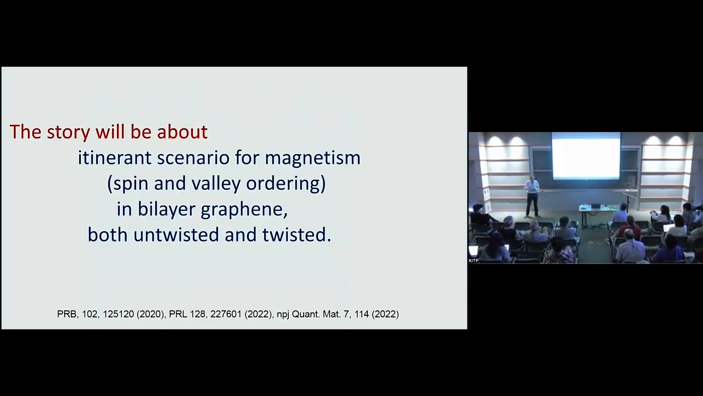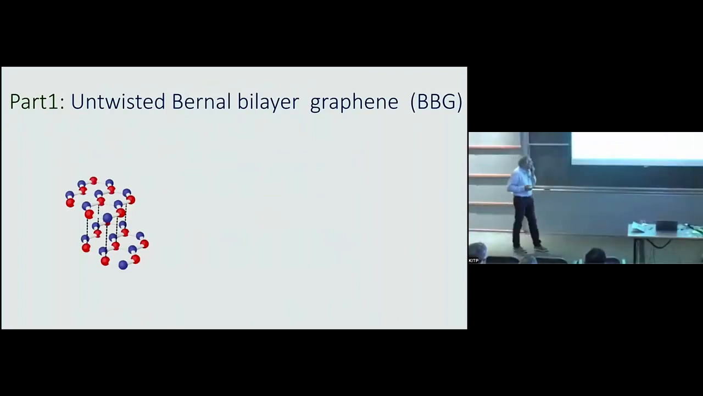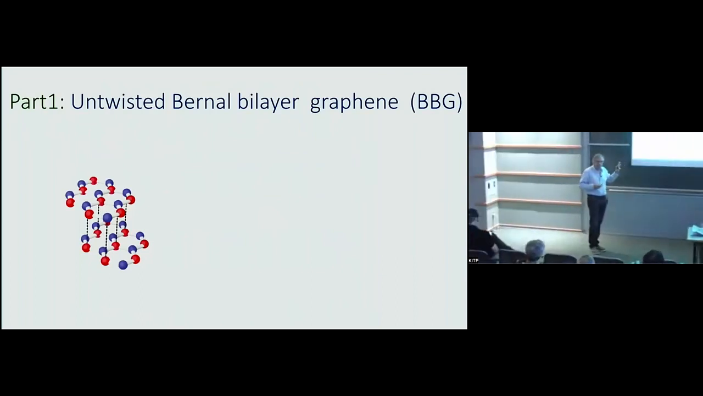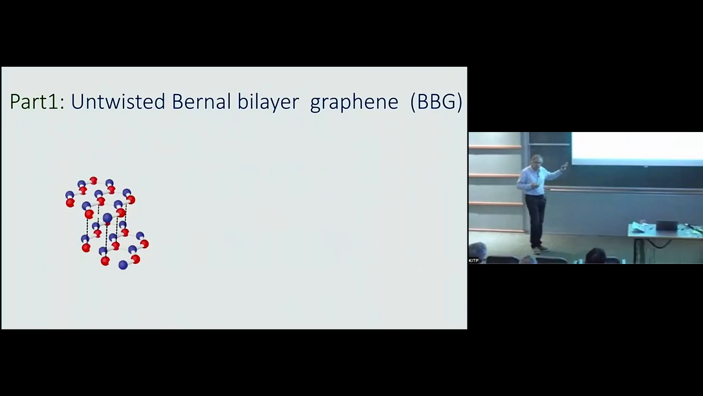Okay, so I'll be talking about metals. This will be a talk about metals rather than insulators. And it will be a talk about the itinerant scenario for spin and valley ordering in bilayer graphene. I will start with untwisted graphene, and then I will go into the dangerous business of twisted graphene. So let's start. The first part is about untwisted Bernal bilayer graphene.